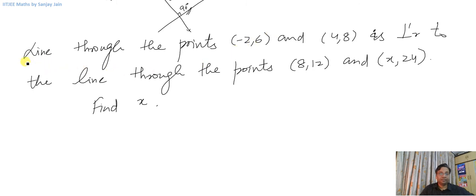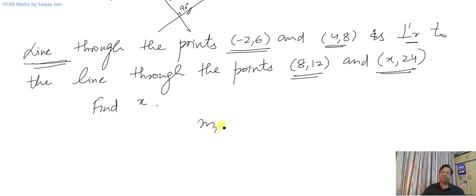Now in this example, we are given the information that there is this line which passes through these 2 points, and there is a line perpendicular to this line which passes through these 2 points. So these two lines are perpendicular to each other. So what can we say about their slopes? That the product of their slopes will be equal to minus 1.